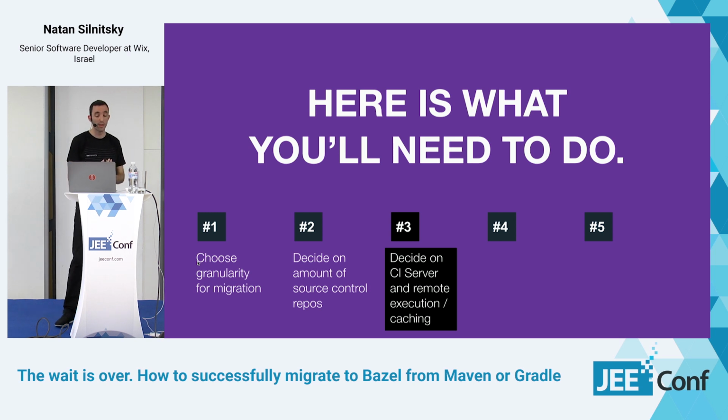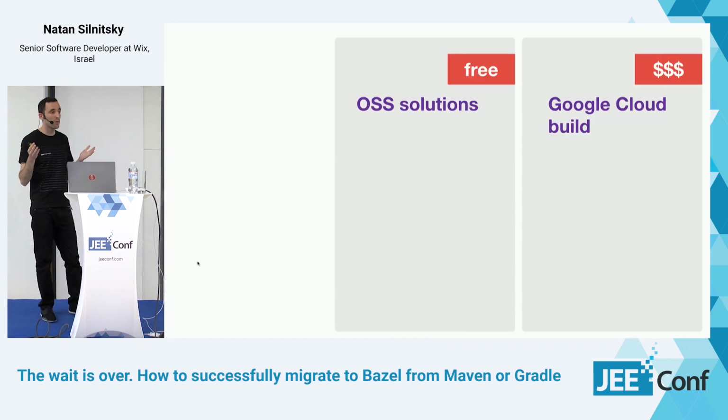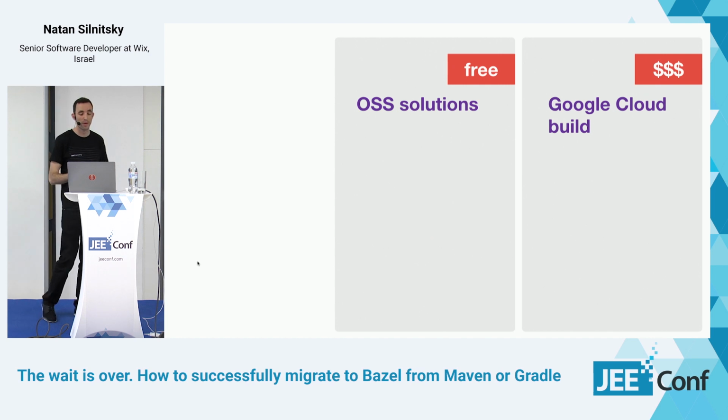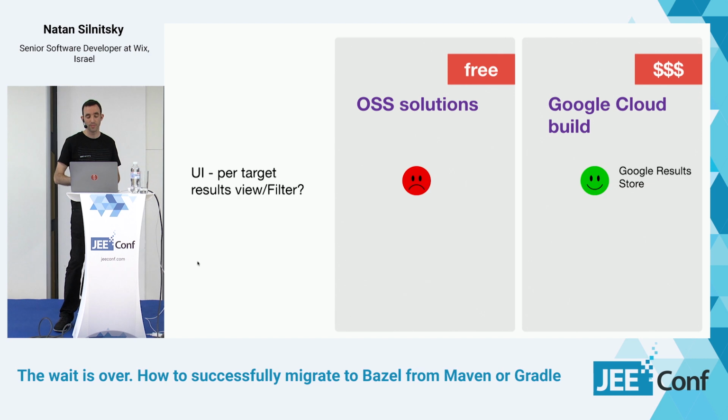Okay, so the third thing you need to look at is which CI server and remote execution environment you can use here. So you can pretty much work with any CI server, but I decided to focus on two major options you can use. You can either do open source, for instance, or choose the Google Cloud Build platform. So, of course, with open source the software comes for free, but you need to pay for Google Cloud.